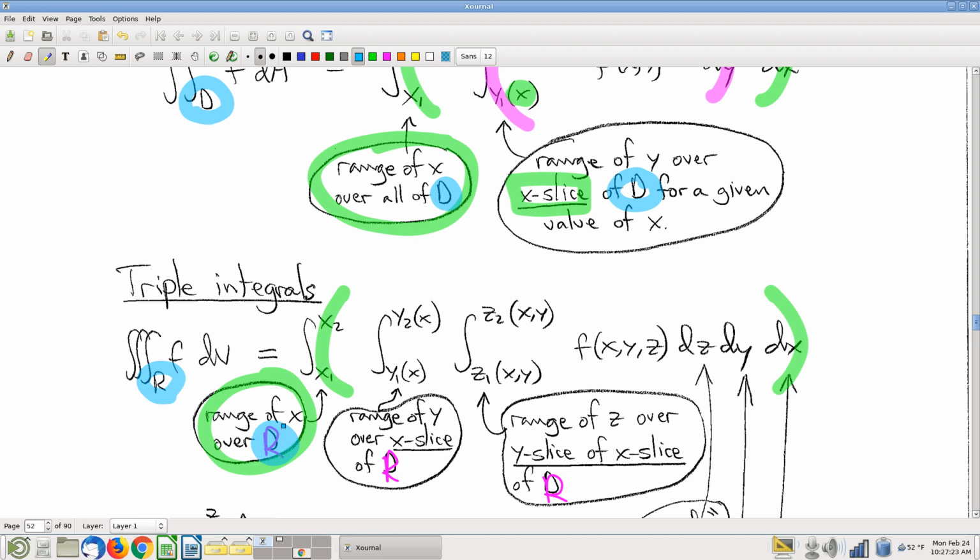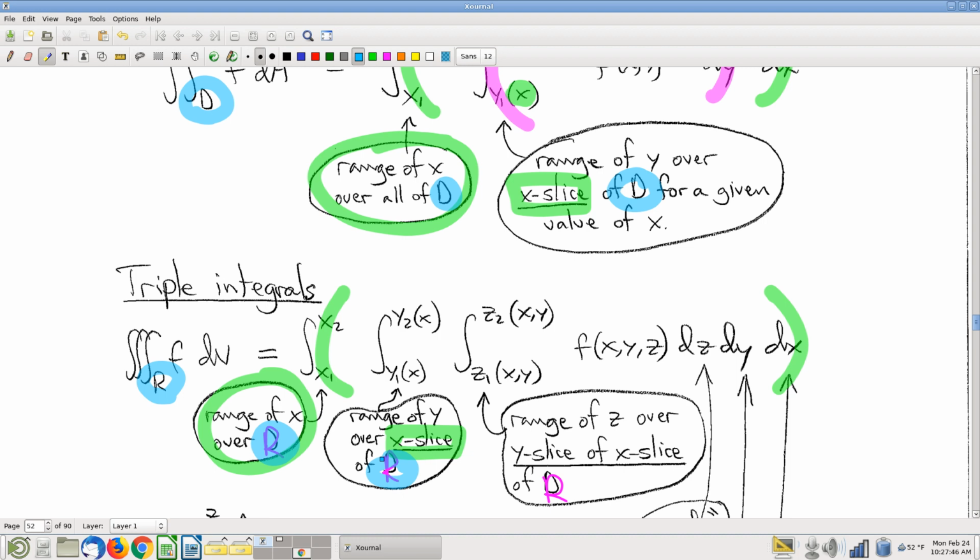Now, just like with double integrals then, we're going to fix a value of x. We're going to look only at that x slice, in green here we go, only at that x slice of the domain. Not at the whole domain. We're just going to look at that x slice of the domain.